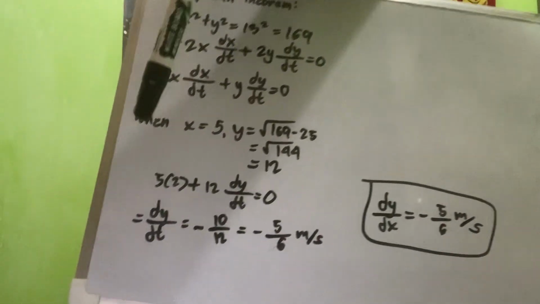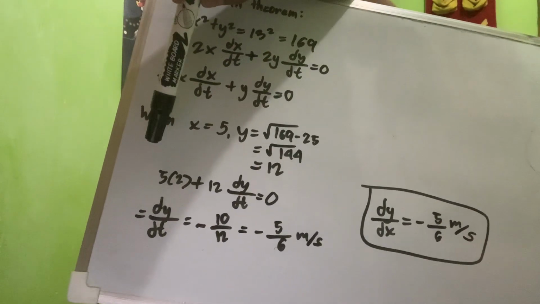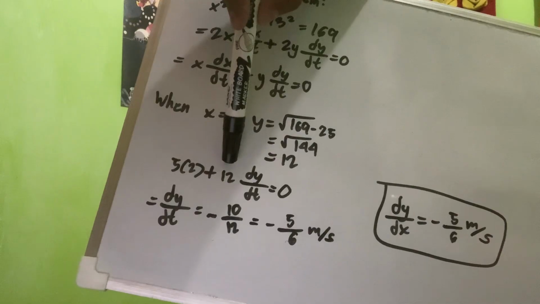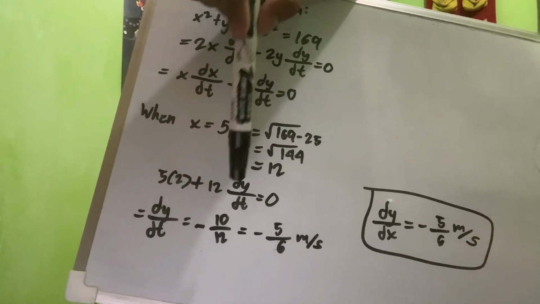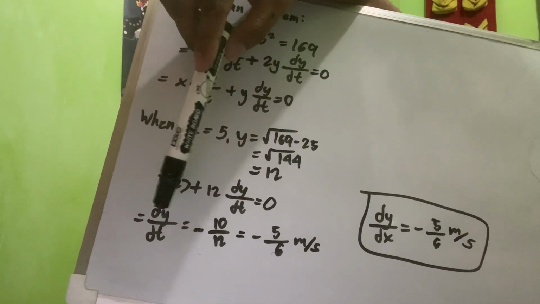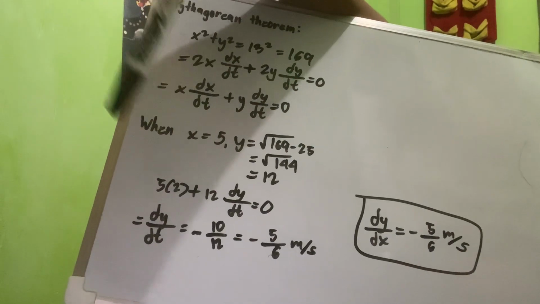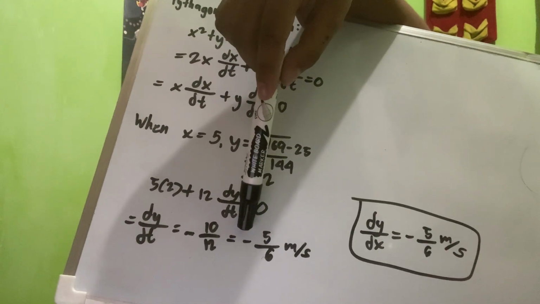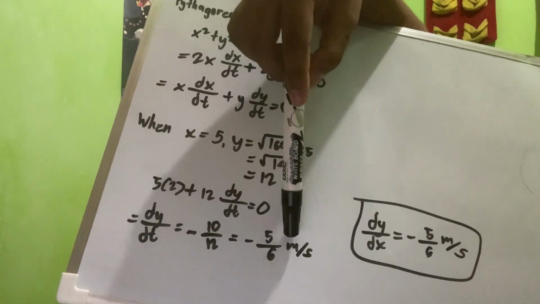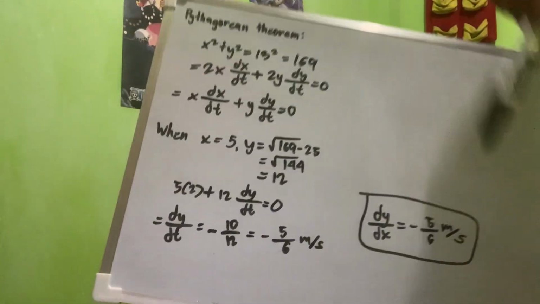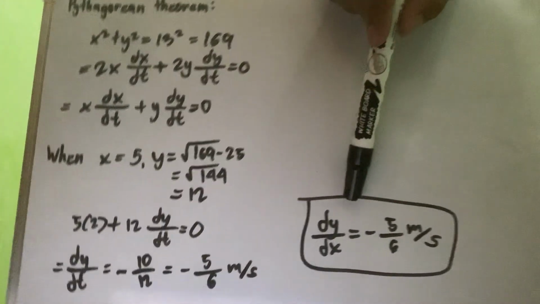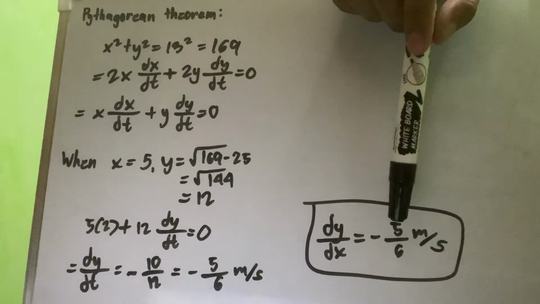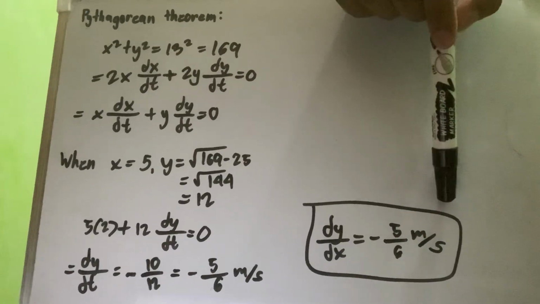Then 5 times 2 plus 12 dy over dt equals 0, so dy over dt equals negative 10 over 12, which equals negative 5 over 6. So the answer is dy over dt equals negative 5 over 6 meters per second.